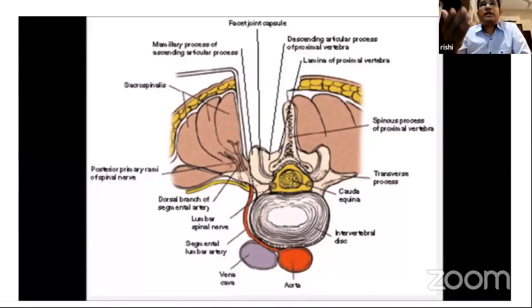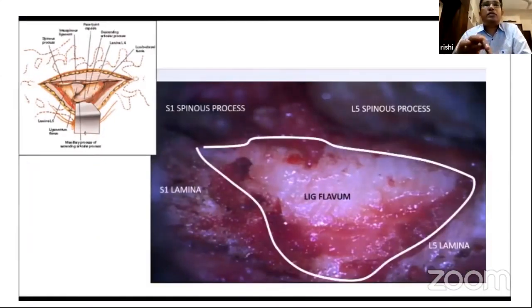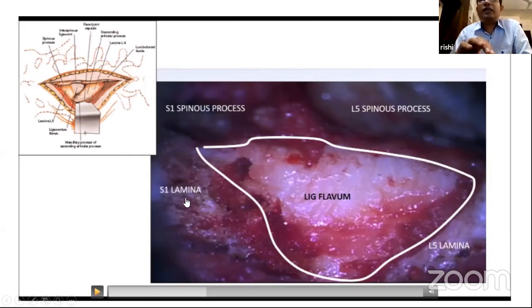And this is the section what we have exposed. So we have retracted the paraspinal muscles towards the facet joint. And this is the intraoperative view. So as you can see, we can see the ligamentum flavum in the middle of the surgical site. The proximal lamina, that is the L5 lamina on the right side. The S1 lamina, the inferior lamina is on the left side of the surgical field. This is the spinous process of S1, the spinous process of L5. And we have pulled the interspinous ligament using the hook. And this is the facet joint, the medial part of the facet joint, which we have not exposed, but kept retracted by the retractor.